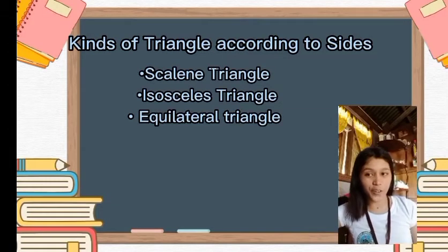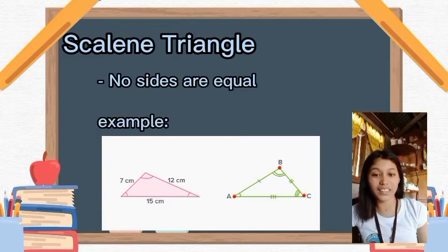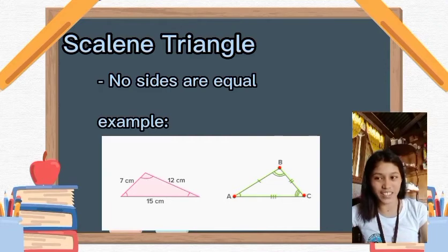Kinds of triangle according to sides. There are three kinds of triangle according to sides. First is the scalene triangle, second is the isosceles triangle, and the third one is the equilateral triangle. So what is a scalene triangle? A scalene triangle has no sides equal.